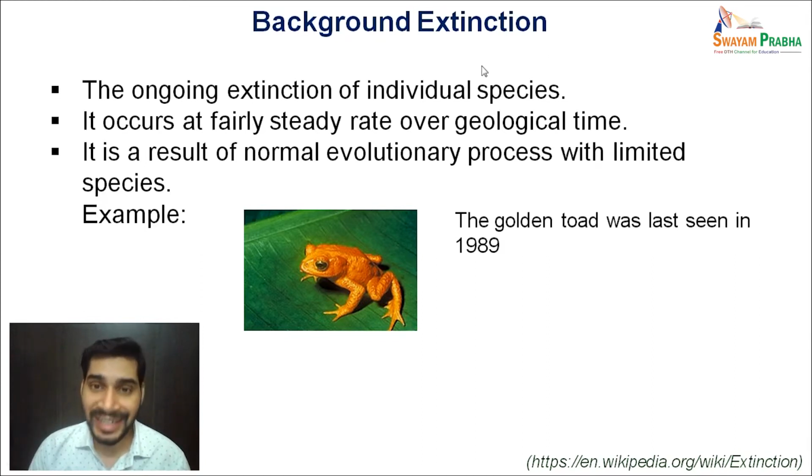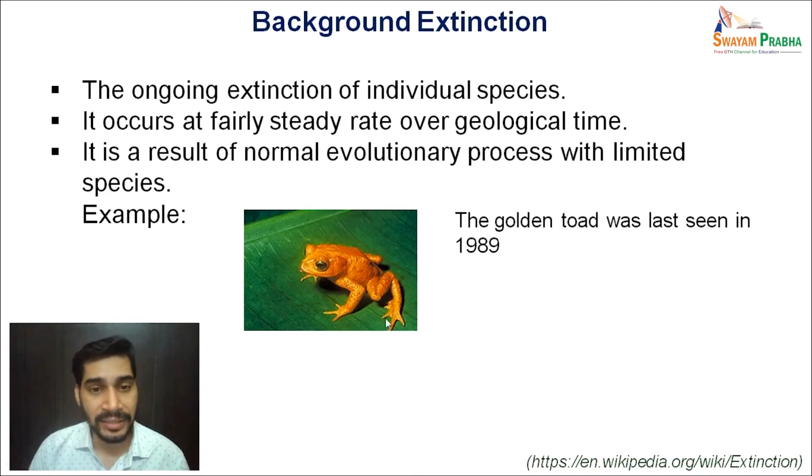Secondly, it is of individual species. That means all the species are not going to go extinct simultaneously. It is about a particular species. Then it occurs at a fairly steady rate over geological time. That means a constant rate of evolution or extinction is going on for a particular species in case of background extinction. It is a result of normal evolutionary process with limited species.